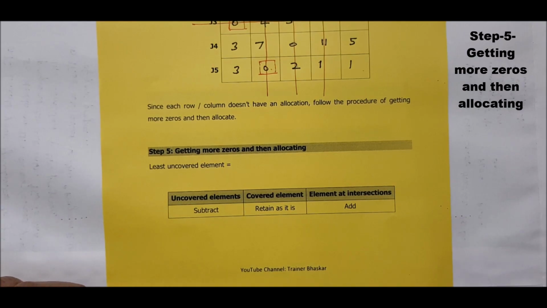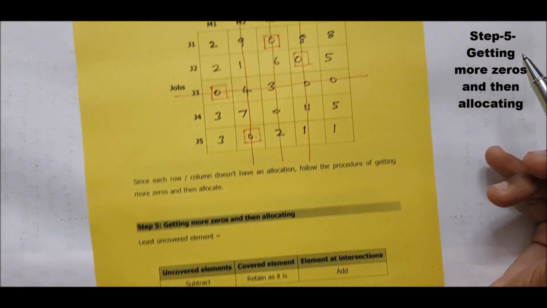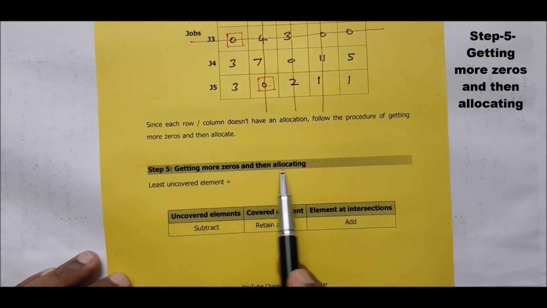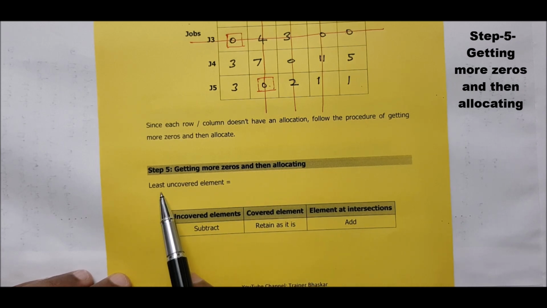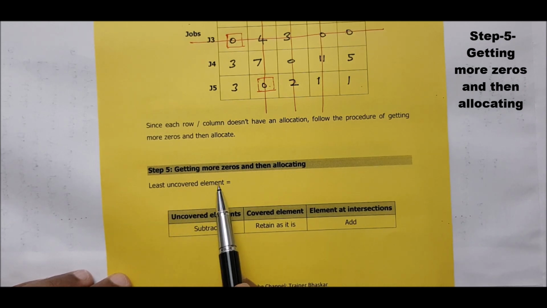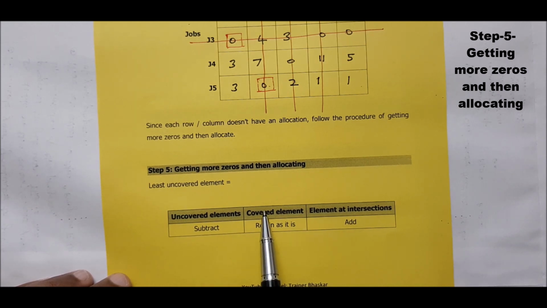Now what is step 5? Step 5, getting more zeros and then allocating. How to get more zeros? From the previous table, find the least uncovered element. And what you are supposed to do in that table is subtract it from uncovered elements, retain covered elements as they are, and add it to elements at intersections.